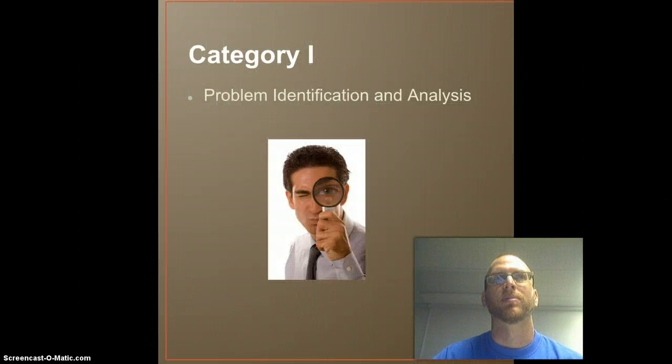I'm going to begin with category 1 and talk about the problem or problems in this case that I discovered from reading this case study, identifying them, and then as well as analyzing them.